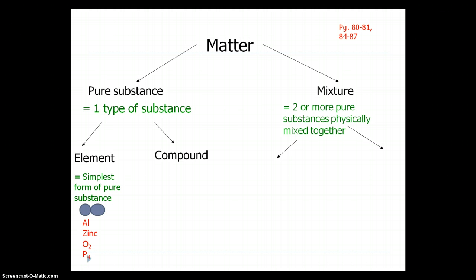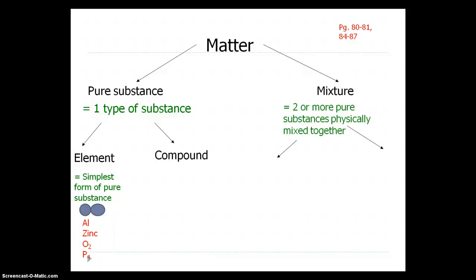Oxygen is on there, but when you see oxygen, you don't ever see it as just an O. It'll have O2. That little 2 means there's two O's stuck together. This is still an element. It's just two atoms of the same element, but we'd still classify it as oxygen, so it is an element. Similar to P4, phosphorus, it has 4 atoms of phosphorus stuck together. It's still an element though, because it's just phosphorus.